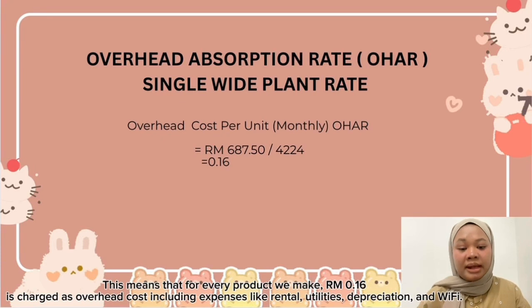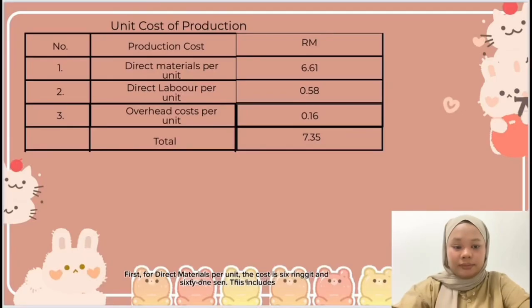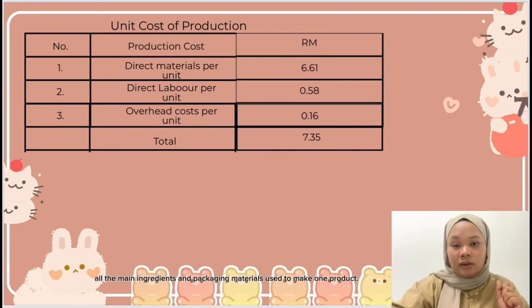This means that for every product we make, 16 cents is charged as overhead cost, including expenses like rental, utility, depreciation, and Wi-Fi. This helps you to find the true cost per unit and make sure our selling price covers all expenses. For direct material per unit, the cost is 6 ringgit and 61 cents. This includes all the main ingredients and packaging material used to make one product.